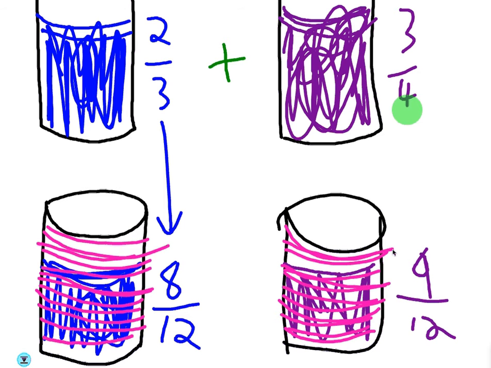So if they have a common denominator, meaning we just multiply the denominators out, we now see we have 8/12 over here. We have 9/12 over here. How much total liquid do we have?